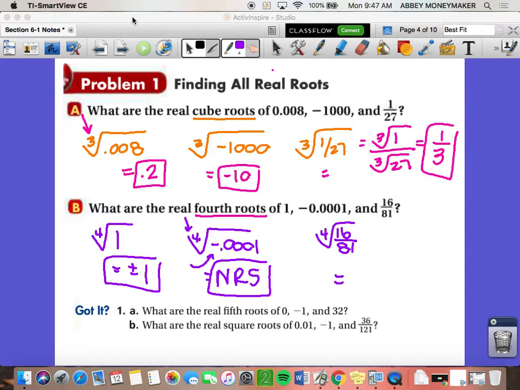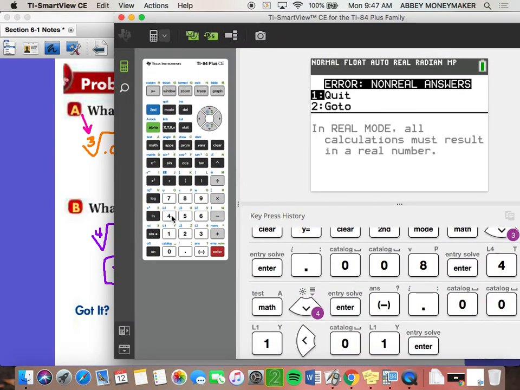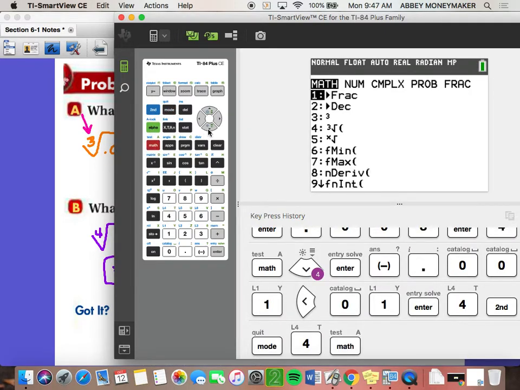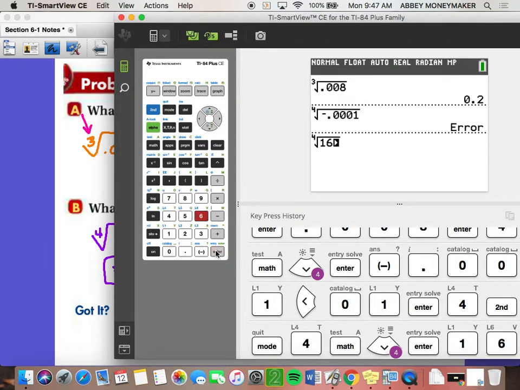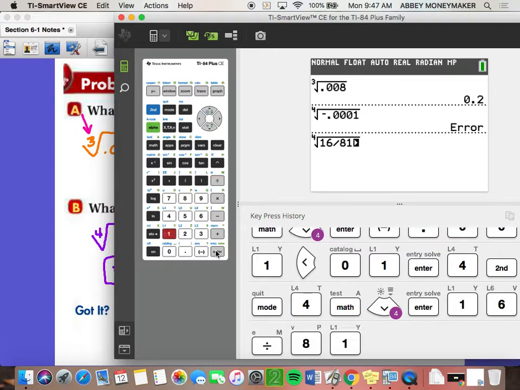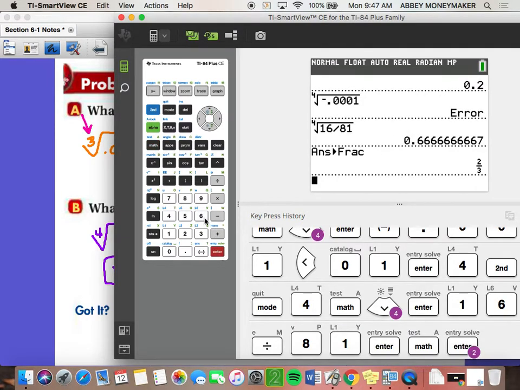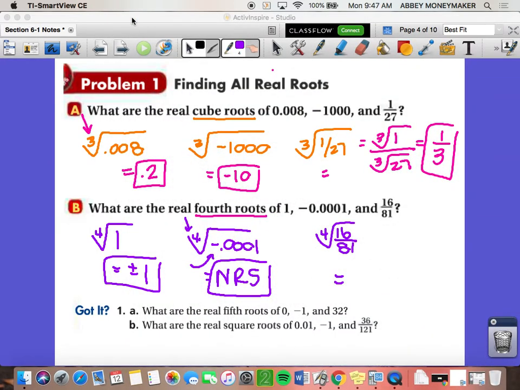So that brings us to the last one, the 4th root of 16/81. Let's try this again. Type in a 4. Oh, we got to hit second quit. Let's type in a 4. We're going to go to math, go to option number 5, and we're going to type in 16 divided by 81. And we get a decimal. So if you go to math and hit enter and then enter, it'll give you the fraction. So our answer here is 2/3. But it's not just 2/3. It's plus or minus 2/3 because our index was even.